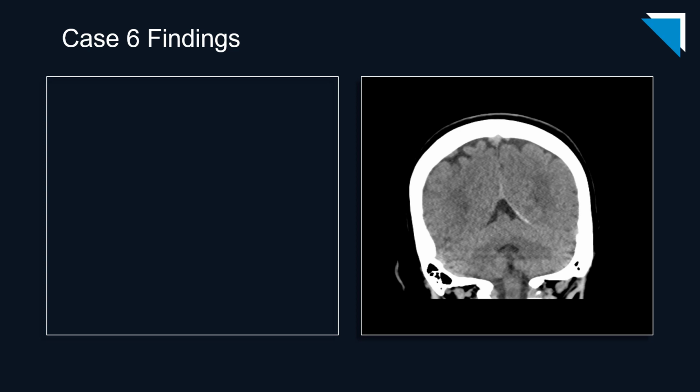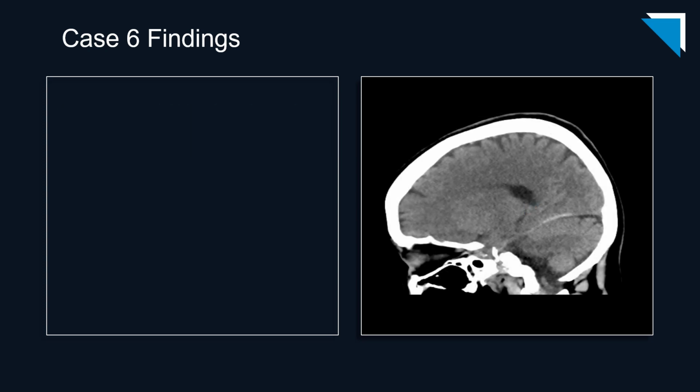The finding is subtle even on the coronal reformats, but you can see the asymmetry on this image much more clearly. I think the sagittal images in this case were particularly useful. Again, we see trace blood products layering over the tentorium.